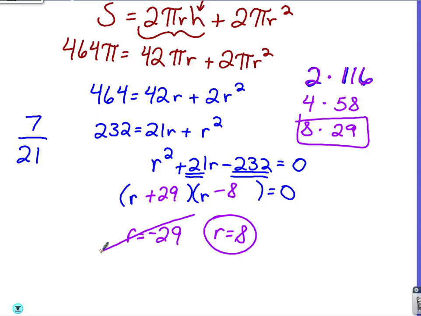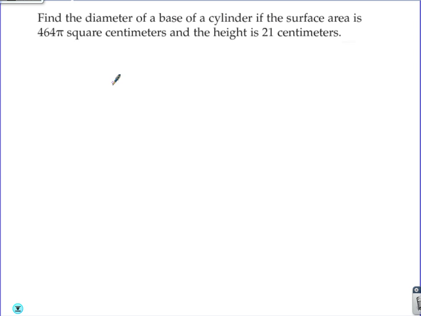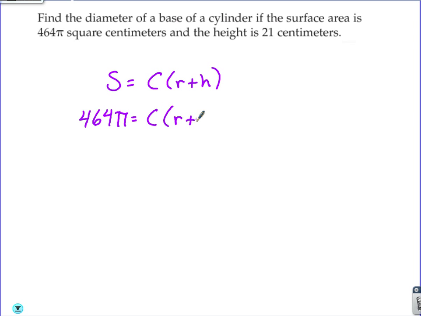Any questions? Let's try my method. Let's clear all that. Surface area equals circumference times r plus h. It might not work, honestly. 464 pi equals circumference times r plus 21. Yeah, I think it's going to be just as easy the other way.